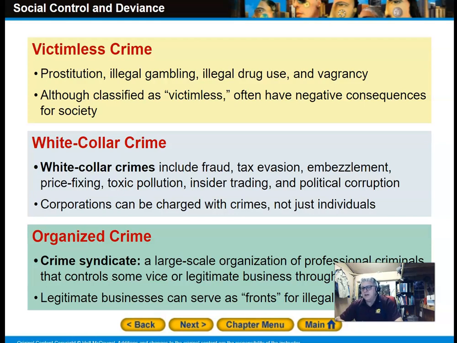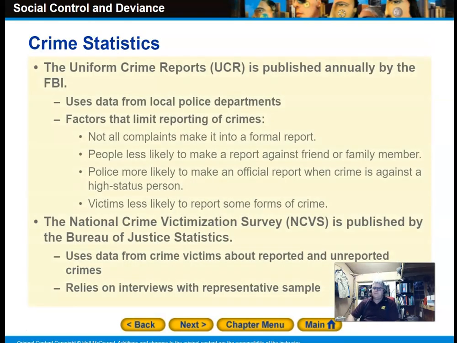Organized crime is a crime syndicate, a large-scale organization of professional criminals that controls some vice or legitimate businesses through violence. Legitimate businesses can serve as fronts for illegal activities, and this is famously what casinos are thought to have been in the past. The crime, as you're probably familiar with, the mafia and other criminal organizations like that.